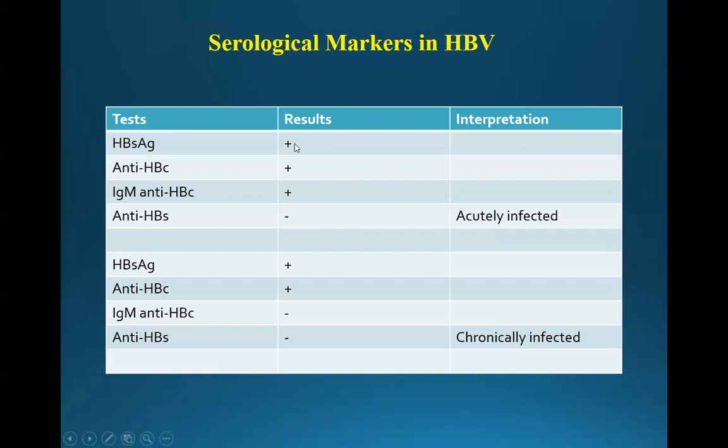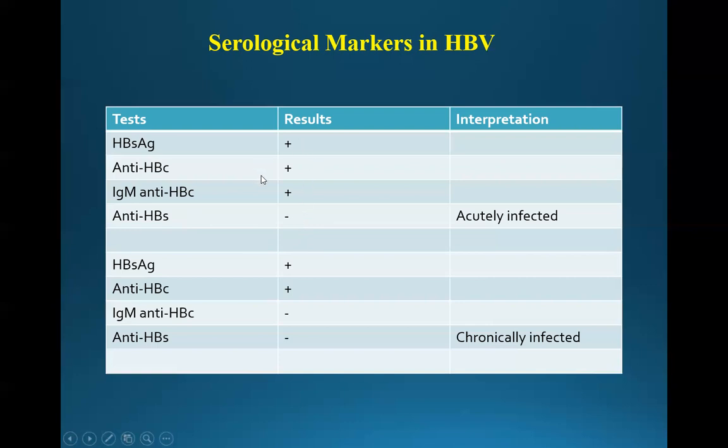So this person has hepatitis B surface antigen positive and core antibody positive. Once you have core antibody, you have to do something known as fractionation, because you want to know if the core antibody is due to IgG or IgM. They did the fractionation, and it turned out that the IgM core antibody is positive. You do the surface antibody, and it is negative.